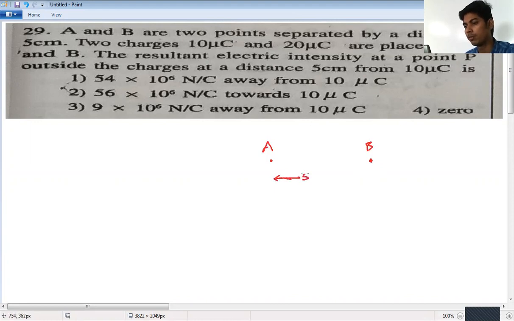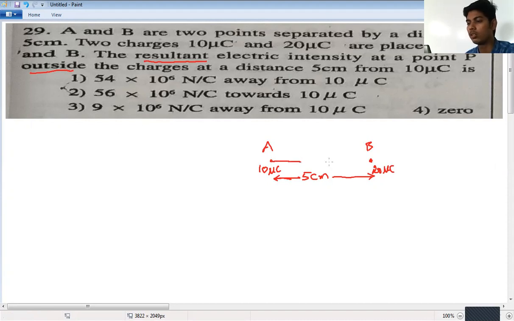Let us suppose these are the 2 points A and B, separated by about 5 centimeter. Two charges, 10 microcoulomb and 20 microcoulomb, are placed at A and B respectively. So the 10 microcoulomb charge is placed at point A and the 20 microcoulomb charge is placed at point B. You need to find the resultant electric field intensity at a point P outside the two charges.